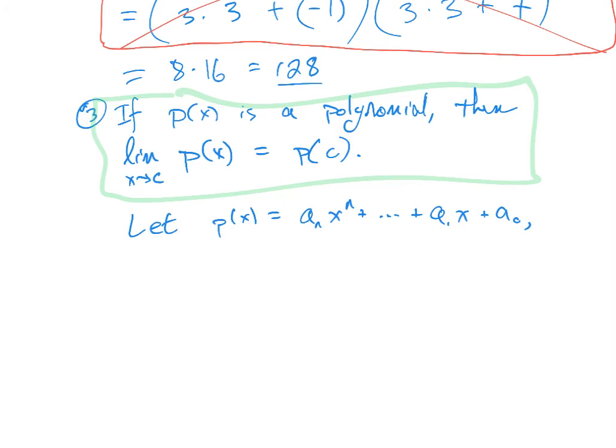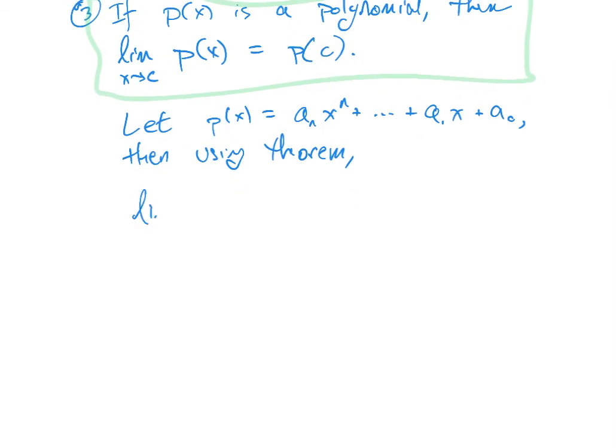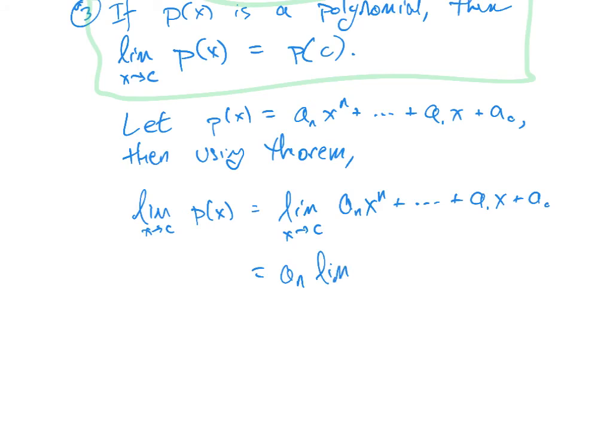Then, using our theorem, what would we say? The limit as x goes to c of p of x is the limit of, I'm just going to substitute in what this thing is, equals, and now I'm going to use the theorem: a_n times the limit as x goes to c of x to the n plus dot dot dot plus a_1 times the limit as x goes to c of x plus a naught.